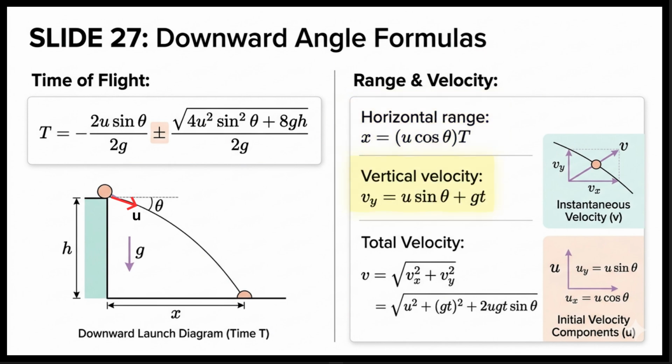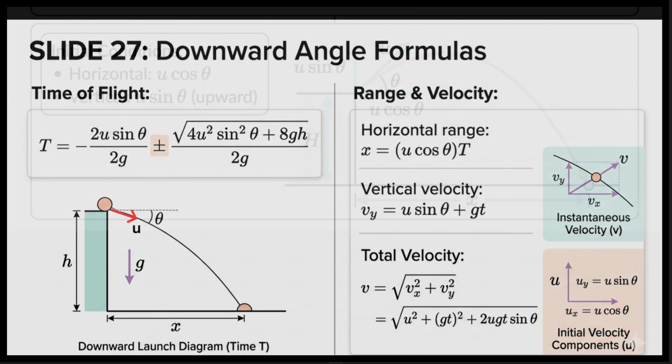Vertical velocity at time t is the y component of velocity equals u sine theta plus g times t. It starts at u sine theta downward and grows further in the same direction. Total velocity is the square root of u squared plus g squared t squared plus 2ugt sine theta. The positive cross term appears because vertical velocity and gravity are already aligned from the start.